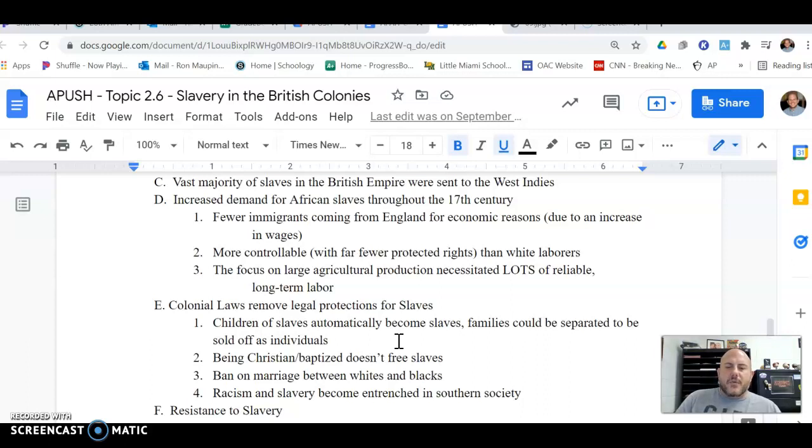So understand that we are seeing a very firm stripping away of rights and firmly associating skin color with some degree of either freedom or being a servant, and that is going to be entrenched for a long time.